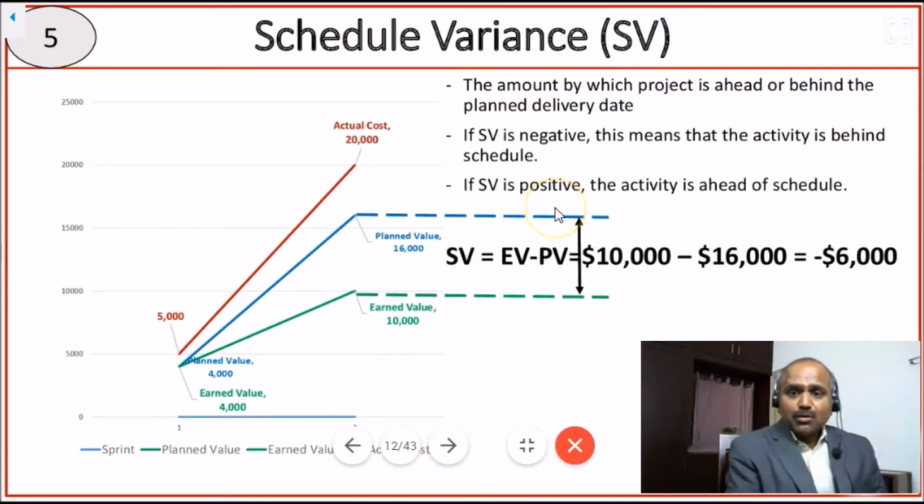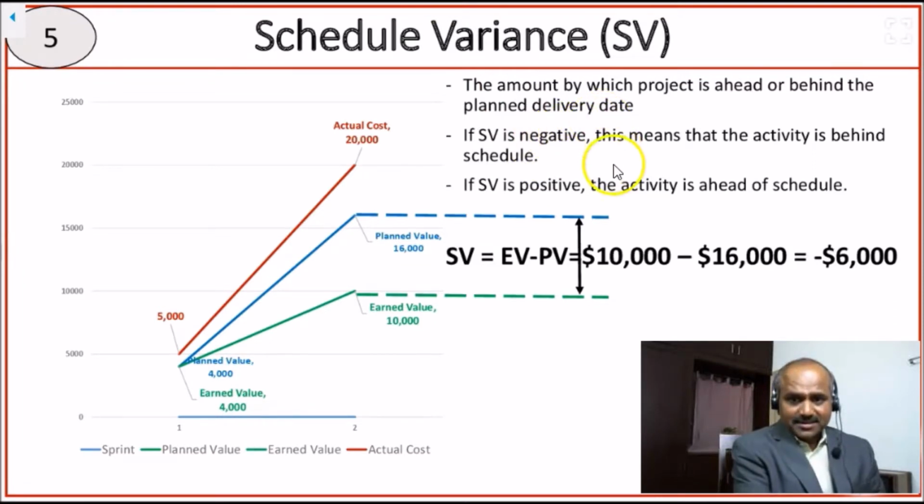Now we are going to talk about another new term called schedule variance. What is schedule variance? The schedule variance is the amount by which the project is ahead or behind the planned delivery date. If schedule variance is negative, this means that the activity is behind schedule. If schedule variance is positive, this means that the activity is ahead of schedule.